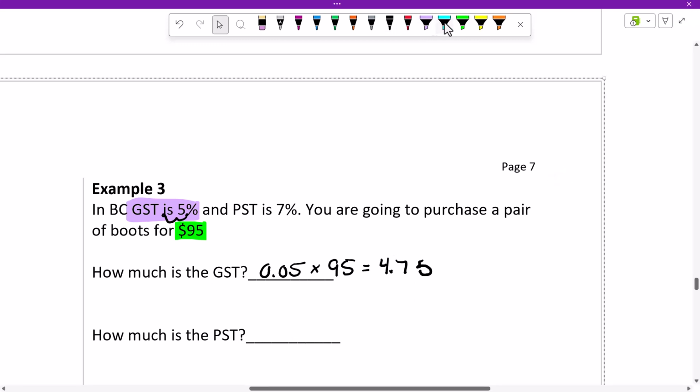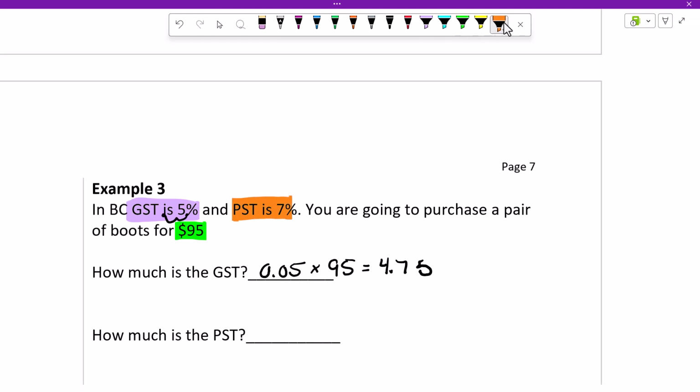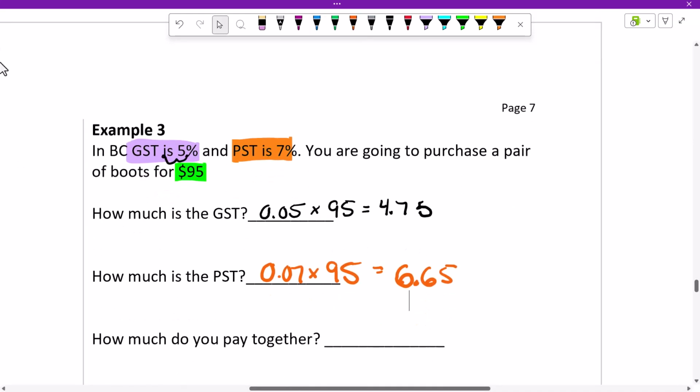Okay, next is the PST. Now we do the same thing for the provincial sales tax, which is at 7%. So we convert that to a decimal and we multiply. So what's 7% as a decimal? 0.07. 0.07 times what we're buying, $95, and you use our calculator. 0.07 times 95. Matthew? 6.65. $6.65.